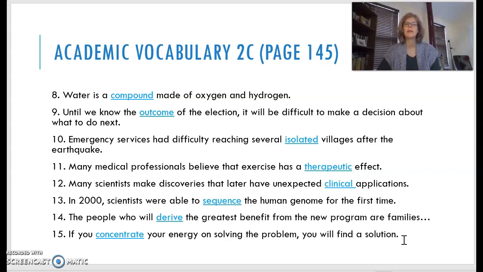So good work, guys. Let's say these words. Compound, using it as a noun, right? Compound, outcome, isolated, therapeutic, clinical, sequence, derive, concentrate. And there you have 15 words, many of them familiar to you.